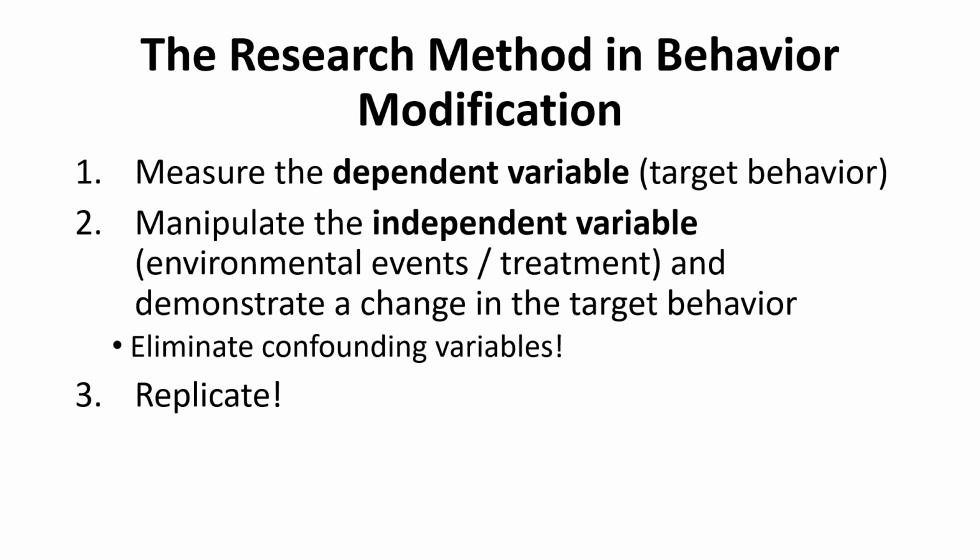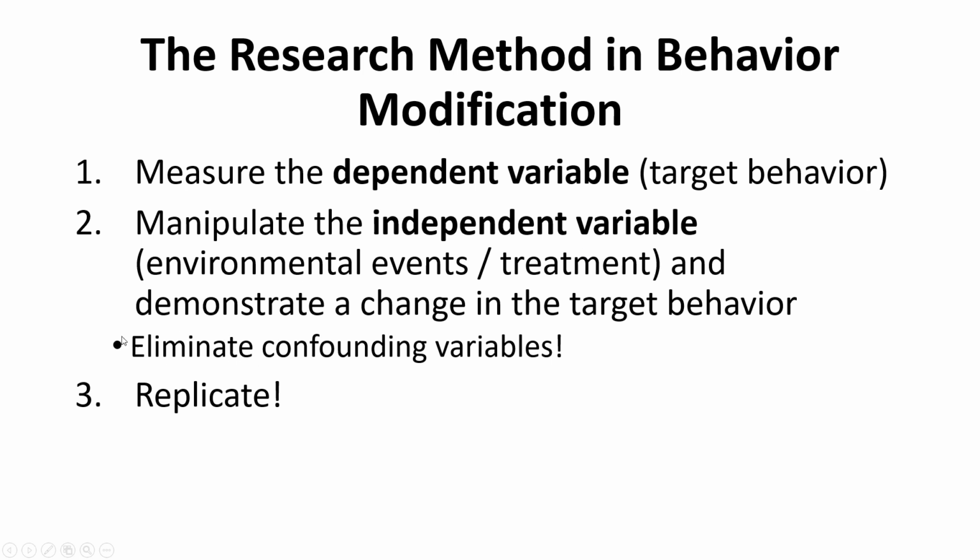Step 2 is going to be to manipulate our independent variable. Our independent variable is the thing that we are changing. So it's going to be either some kind of environmental event or some kind of treatment that we're going to use. The researchers do the manipulating that changes that independent variable, with the assumption that our dependent variable should change accordingly. A change in our target behavior demonstrates a change in our dependent variable because of that manipulation to the independent variable.